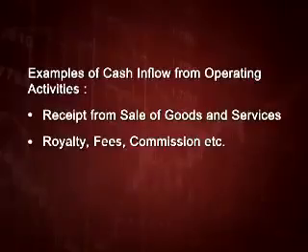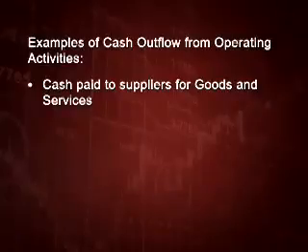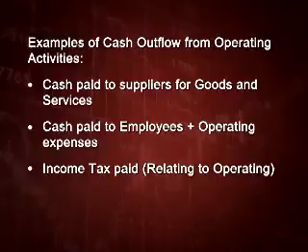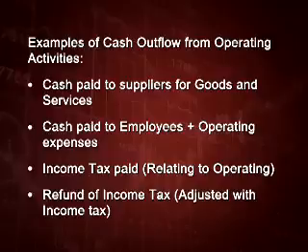Starting with example of cash inflow from operating activity, receipt from sale of goods and services, royalty, fees, commission, etc. received. Let's take some example of cash outflow also from operating activity. Cash paid to suppliers for goods and services, cash paid to employees and all other operating expenses, income tax paid, but please remember relating to operating activity only, and the refund of income tax to be adjusted with income tax paid.